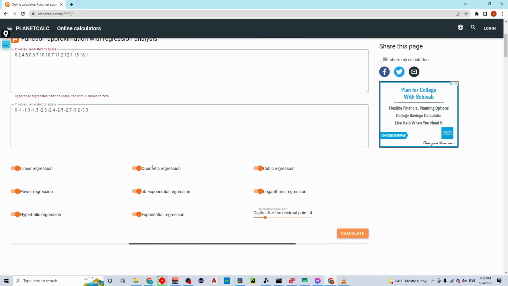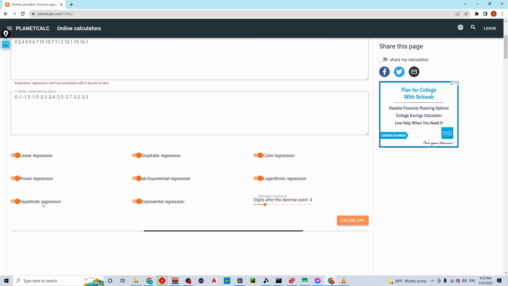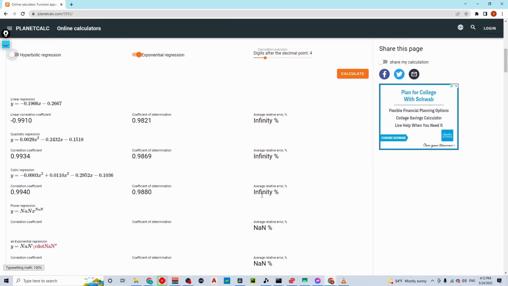Normally this works pretty fast. Oh, I see, hyperbolic regression. So I have to take that off. Sorry, it gave me an error message there.